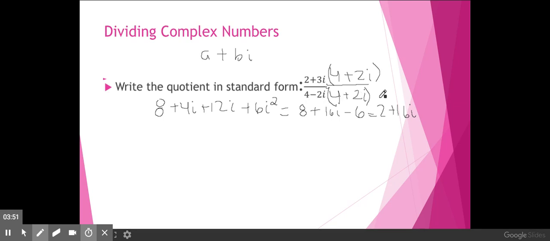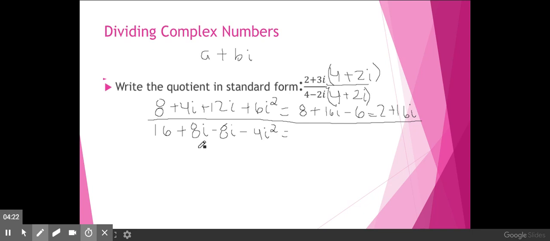Now let's work on the denominator, and keep in mind we should get a real number. So 4 times 4 is 16. So all of this is on the top. I'm just going to put a huge fraction bar. And then we have 4 times 2i plus 8i. And then negative 2i times 4, negative 8i. And then negative 2i times positive 2i, minus 4i squared.